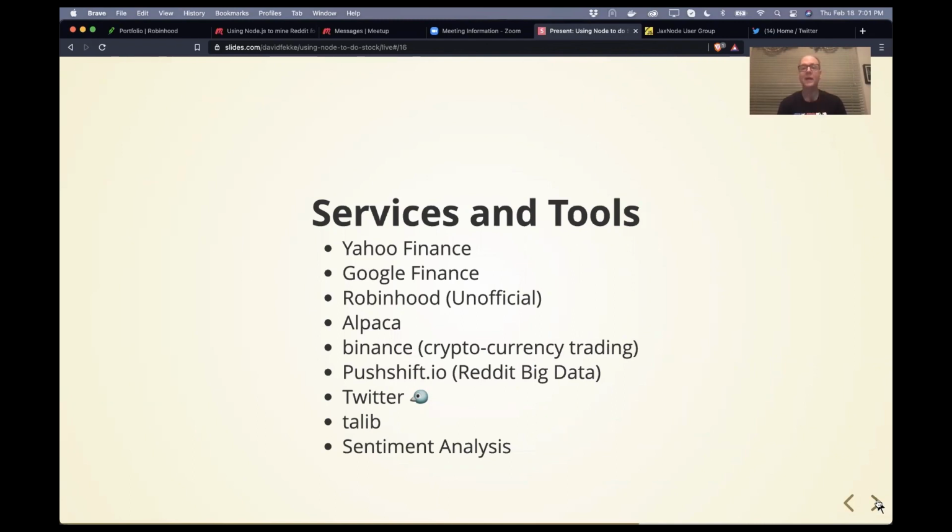There's another one called Alpaca, which is an API and a platform you can use for trading. There's another one I was taking a look at called Binance that's specifically set up for cryptocurrency trading. One of the services I'm going to show tonight is called pushshift.io, and it's a big data front end for Reddit posts. So you can look at all the comments and all the posts done on Reddit pretty quickly, and that's going to be part of my demo tonight.